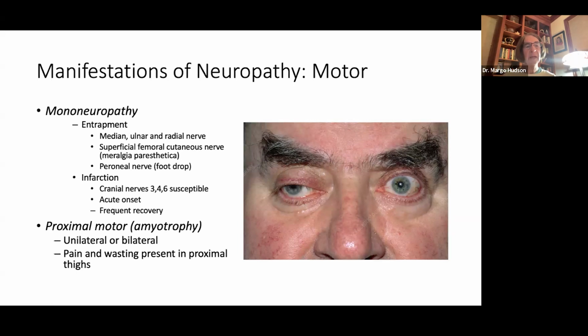And there are also infarctions of the cranial nerves, in particular 3, 4, and 6. The infarction syndromes have an acute onset and frequent recovery. Here is a third nerve palsy in a gentleman. Very rare, but something to think of is something called amyotrophy, which involves the proximal motor nerves of the thighs. It can be unilateral or bilateral. It presents with pain and wasting, can often look like spinal stenosis, and should be distinguished from that.